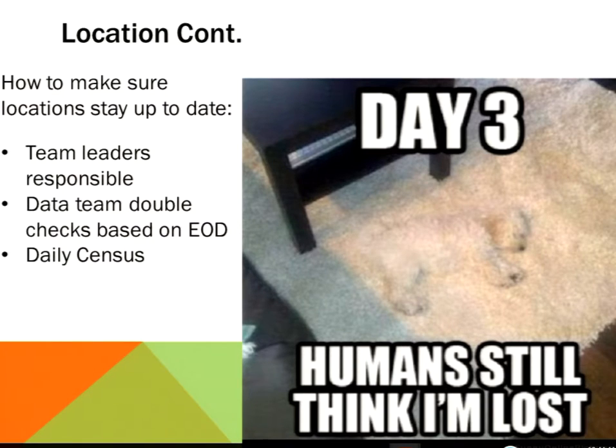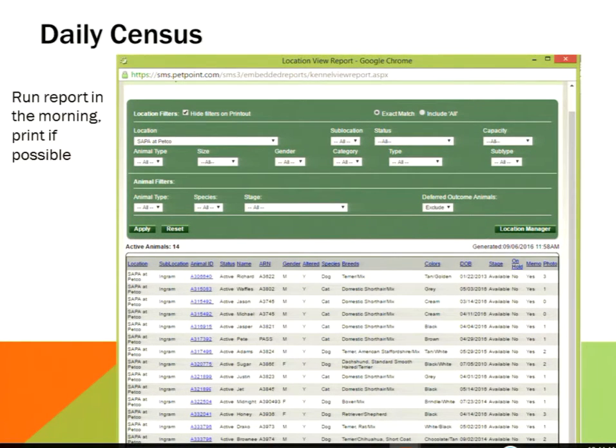Your data team is there to double check and make sure that the locations are staying up to date, and then your daily census. Yay, I'm so glad this is in here. This is the report PetPoint gives you. So let's say I'm working at SAPET, or I'm working at Petco right there. I just run my little cute report for SAPET Petco. I can see my 14 animals, Waffles and Jason, all these cute animals. And then I can hand that to a volunteer, hand that to a kennel cleaner, whatever. They go through, mark them off, and then I let the data team know if there's problems.